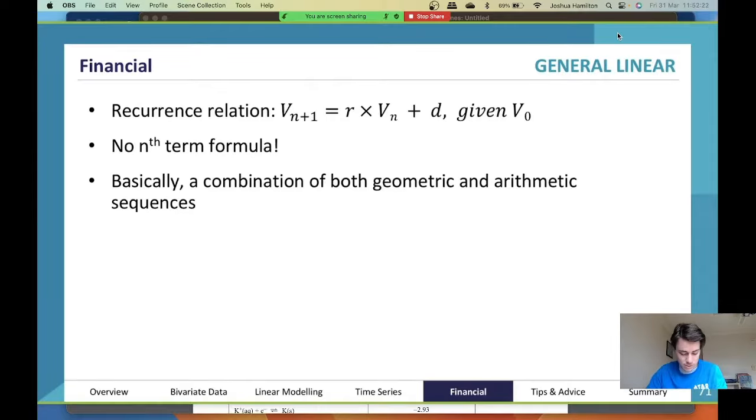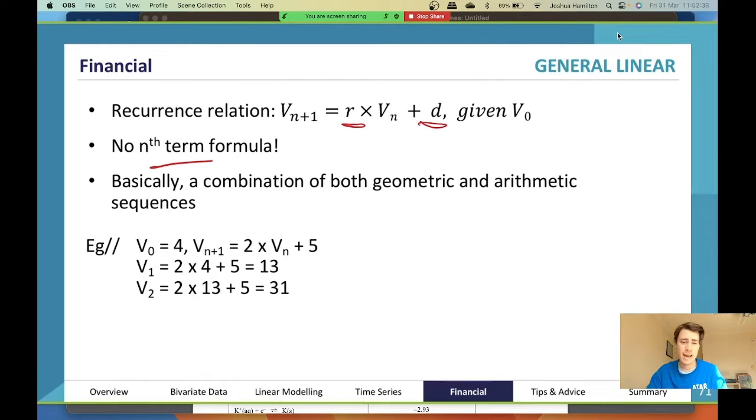Then you have this understanding that you can have a general linear equation where you have both an r value multiplying or dividing, and you also have a d value adding or subtracting. Really important, there's no nth term formula for this. You just have to do it. It's really a bit of a pain, but you've just got to go about it. There's no way of doing an nth term for it. You just have to keep doing it, as you can see there.